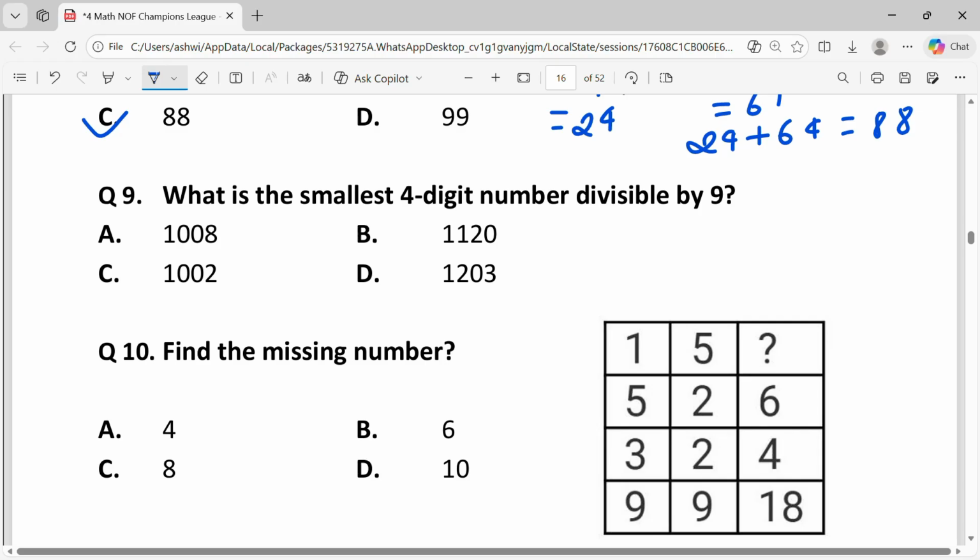The smallest 4-digit number is 1000. A number is divisible by 9 if the sum of its digits is divisible by 9. For 1000, the sum of its digits is 1. Similarly, for 1001 to 1007, the sum of its digits is 2 to 8. But for 1008, the sum of its digits is 9. So 1008 is divisible by 9, that is option A.